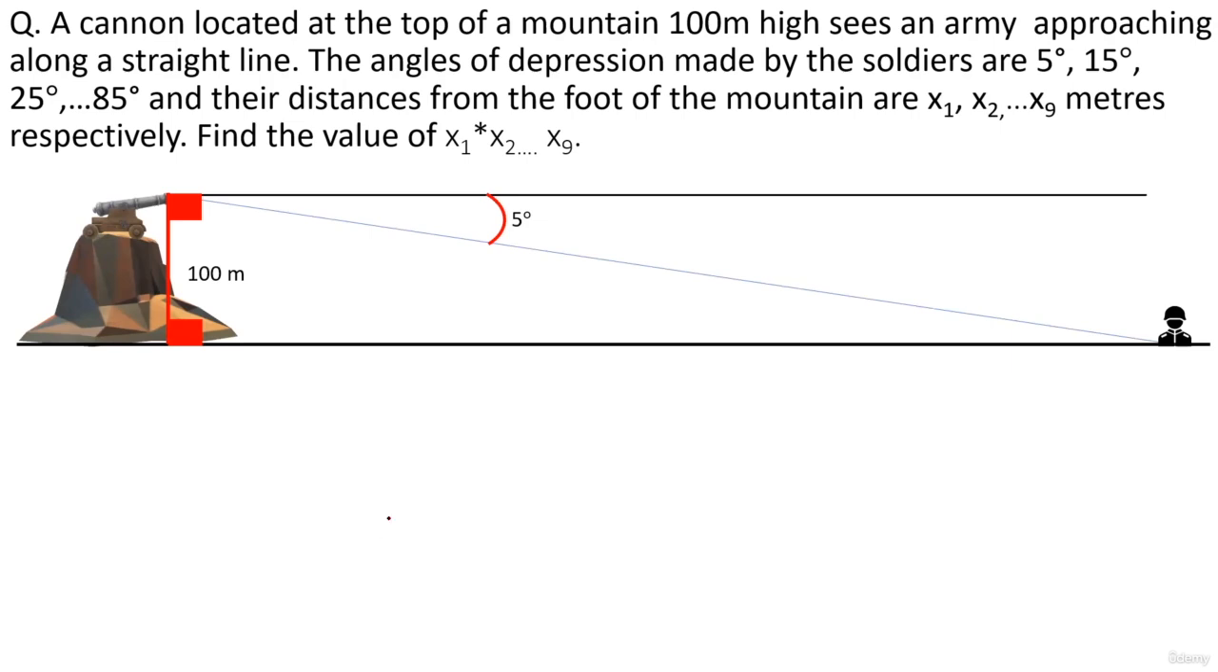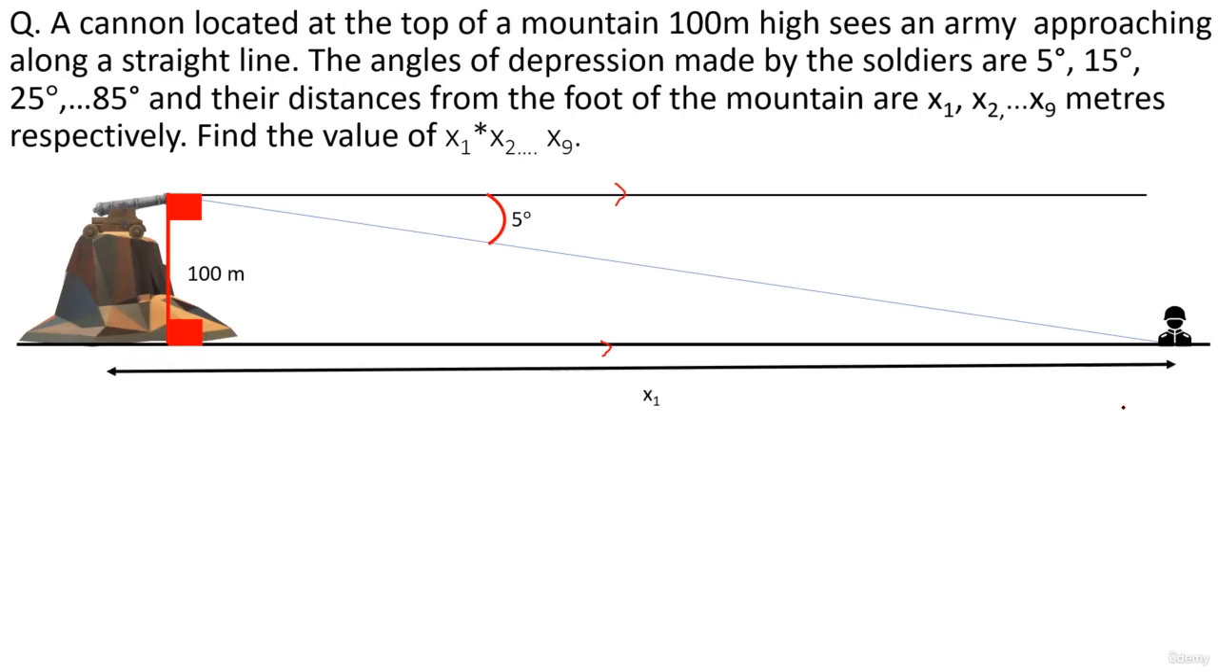Now, guys, you can observe that since these two lines appear to be parallel, the blue line here, the line of contact of the cannon and the enemy soldier, is a transversal, right? Across the transversal, the alternate angles are equal. So I'm taking a triangle where tan 5 is nothing but the height 100 divided by the distance of the person from the base. Here it is given that from the foot of the mountain to the soldier the distance is x1. So tan 5 will be 100 upon x1. If you write in terms of x1, x1 is 100 upon tan 5.